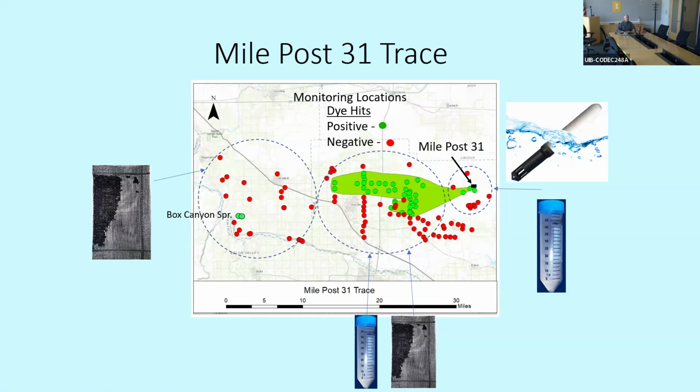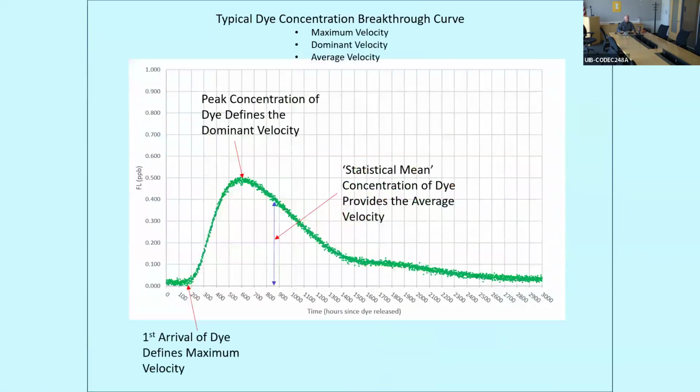So the green dots are where we have positive hits of dye, and the reds are where we had negative hits for this particular trace. And we had like 150 sample sites.